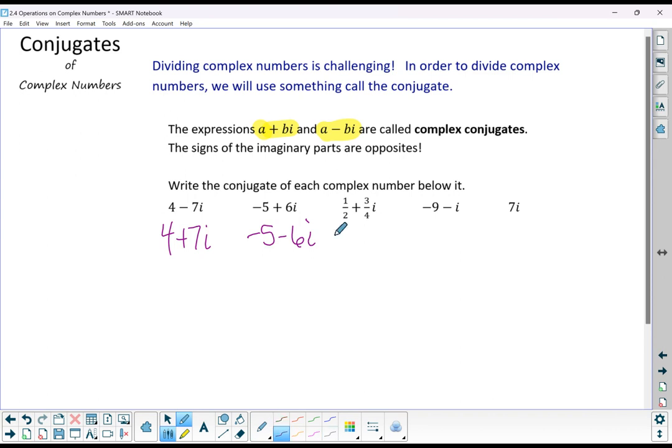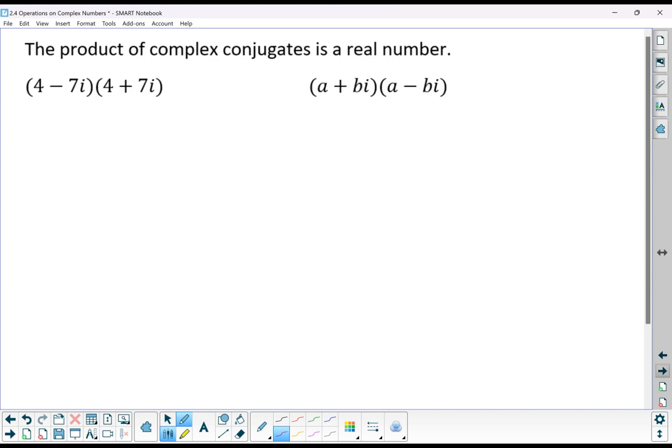So this one would be 1/2 minus 3/4 i. This next one would be negative 9 plus i. And this last one, the conjugate would technically be negative 7i, because the imaginary part is the part that changes sign. So maybe you're thinking to yourself, how in the world could the conjugate be helpful? Well, the reason complex conjugates are helpful is that when we multiply them together, their product is a real number.